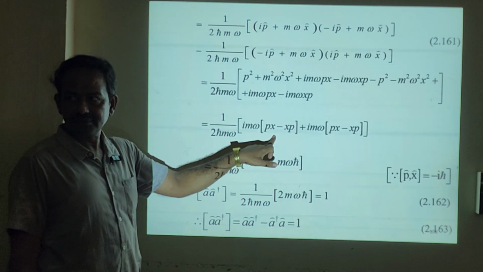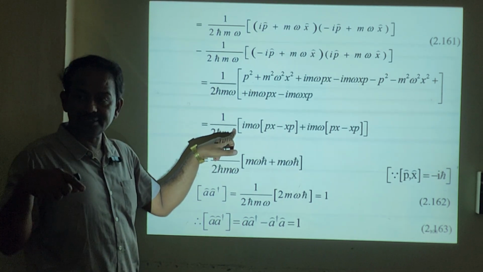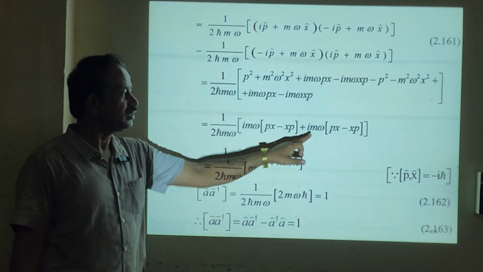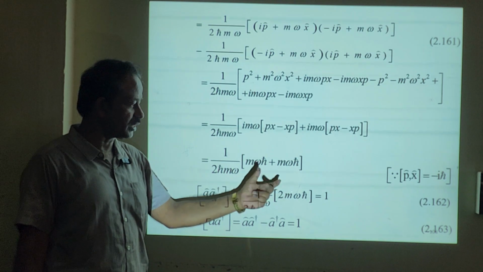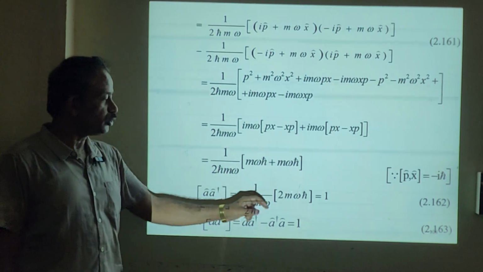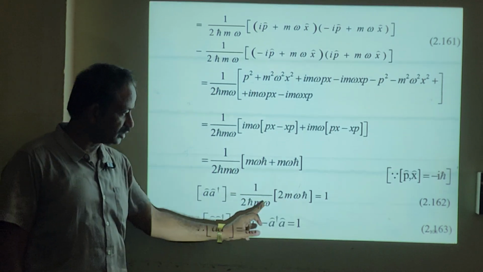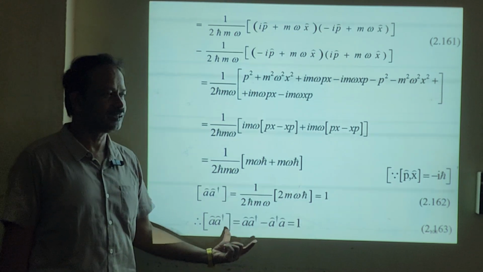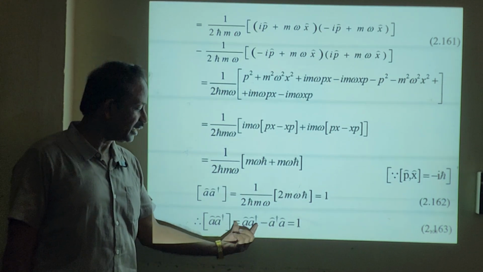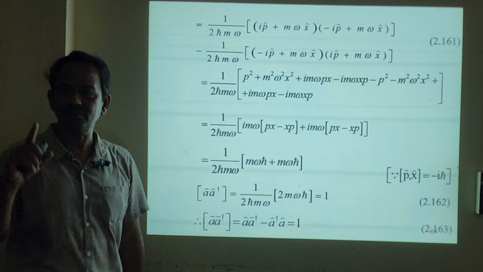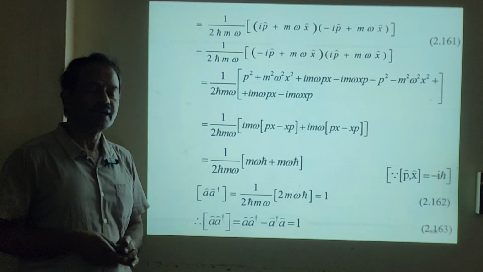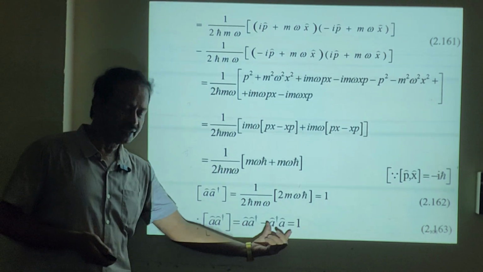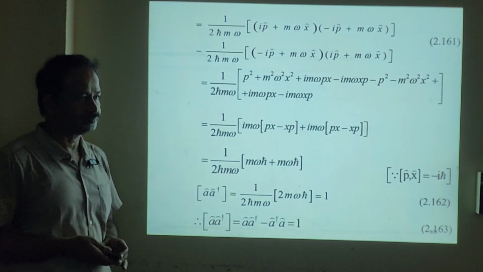Okay, minus i h cross. So already one i is there, here i, so that will become plus. So you will have m omega h bar. Here also this will become plus m omega h bar. That will give you 2 m omega h bar, and you just cancel it off. That answer is 1. Very, very important relation: a a dagger minus a dagger a equals 1. Very important relation, often we'll be using this one.